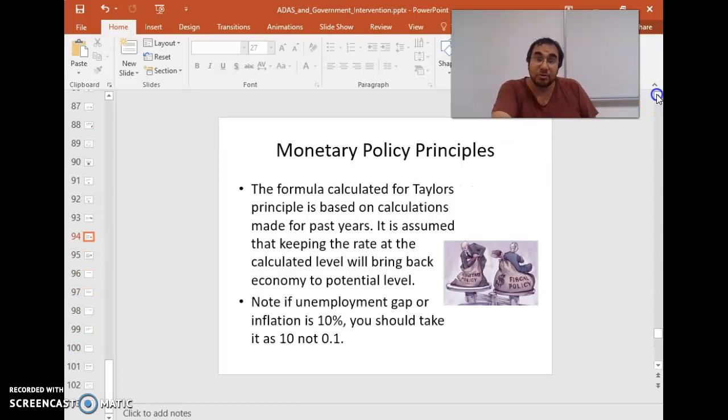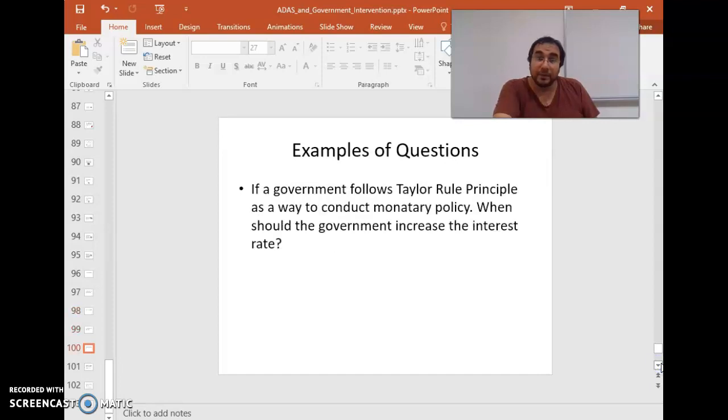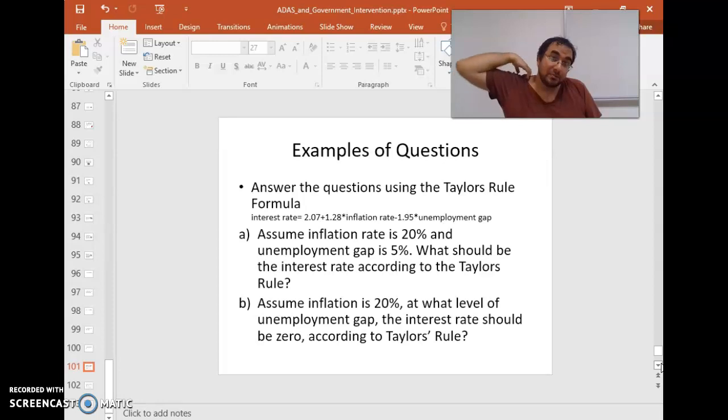By the way, if you use Taylor's rule, note that when you use the unemployment gap or inflation, for example, when you have 10% inflation, you write 10, not 0.1. Or if you have a 2% unemployment gap, for example 8% unemployment when the NAIRU is 6%, 8 minus 6 is 2. In that case, you write 2, not 0.02, which could be a different way to write the percentage. So you use 10, not 0.1. So this was the last question. Now we can go to the mathematical questions.